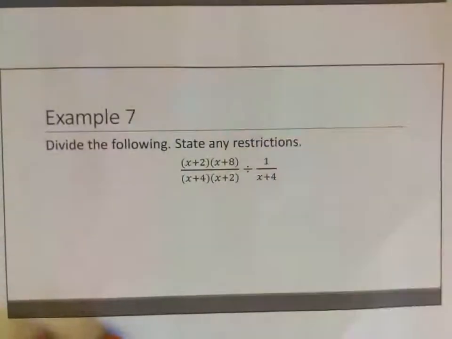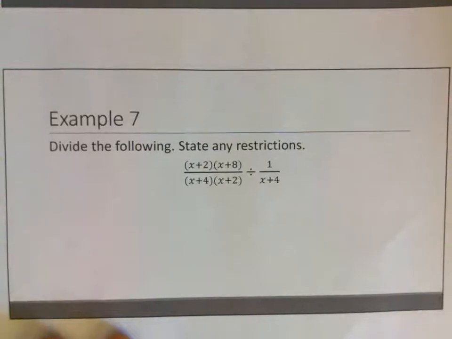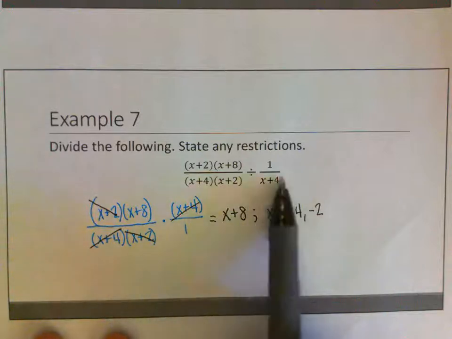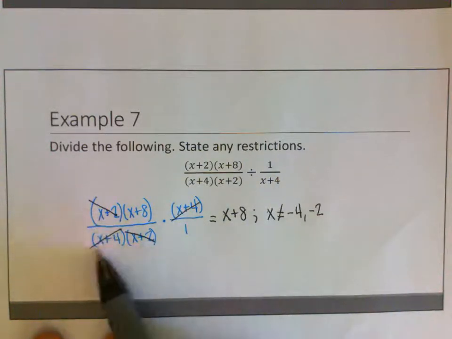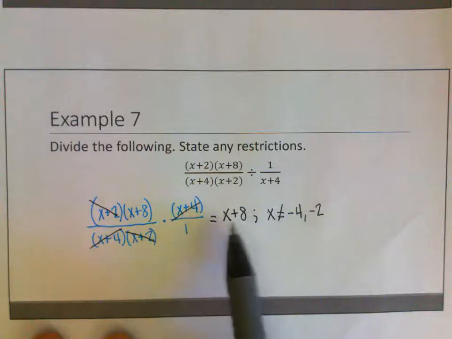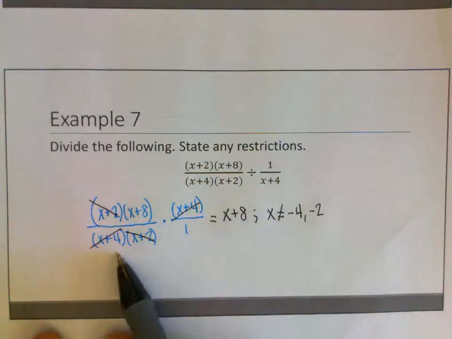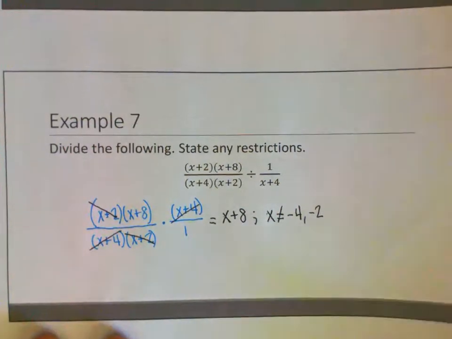Go ahead and try this one all yourself from the beginning to end, and then we'll check and compare our answers. All right, so you should have gotten this for an answer. I flipped the second fraction, or flipped the second reciprocal function, crossed out the x plus 2's, crossed out x plus 4's, and I'm left with just x plus 8. For my restrictions, I would say that x cannot equal -4, -2, and then the -4 happens again. But that does not need to be restated.